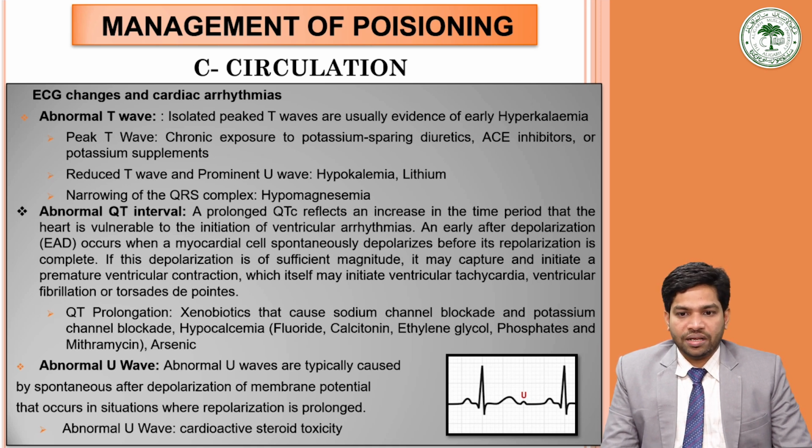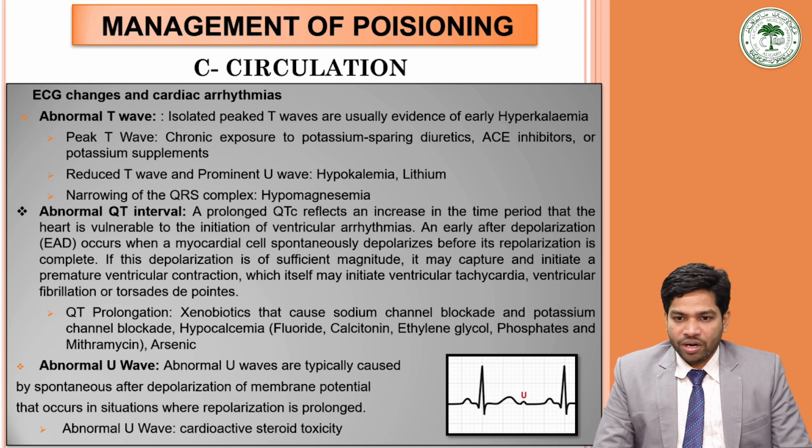Abnormal QT interval: the prolonged QT interval reflects an increase in the time period during which the heart is vulnerable to the initiation of ventricular arrhythmias. So prolonged QT interval is a risk factor for ventricular arrhythmias. An early afterdepolarization occurs when a myocardial cell spontaneously depolarizes before its repolarization is complete. If this depolarization is of sufficient magnitude, it may capture and initiate a premature ventricular contraction, which itself may initiate ventricular tachycardia, ventricular fibrillation, or torsade de pointes.